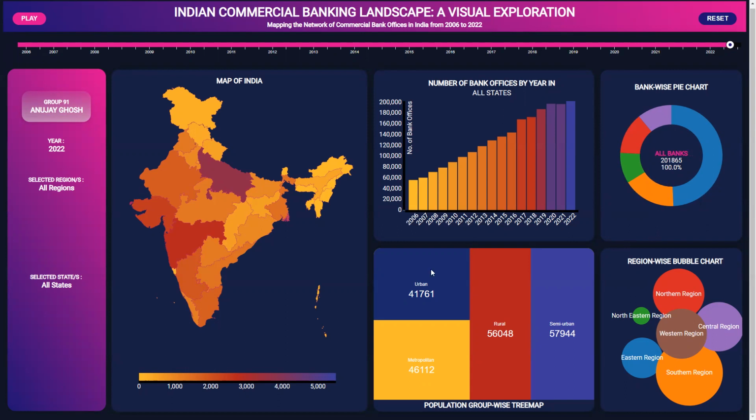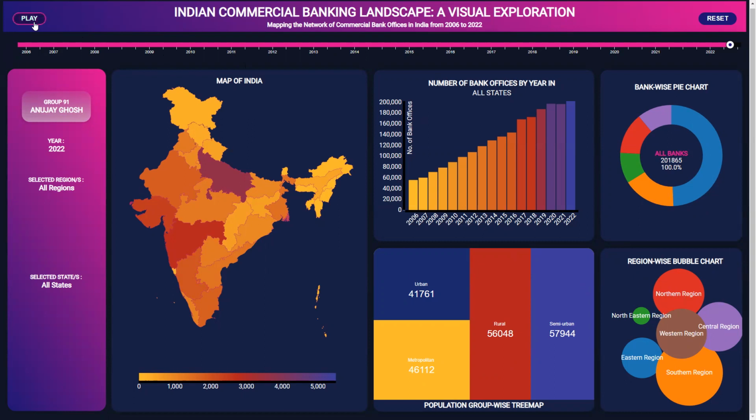The next is a population group wise tree map, which shows four population groups: the urban, the metropolitan, the rural, and the semi-urban population. And the region wise bubble chart: India has six regions, so the bubble chart shows the count of bank offices for each region.